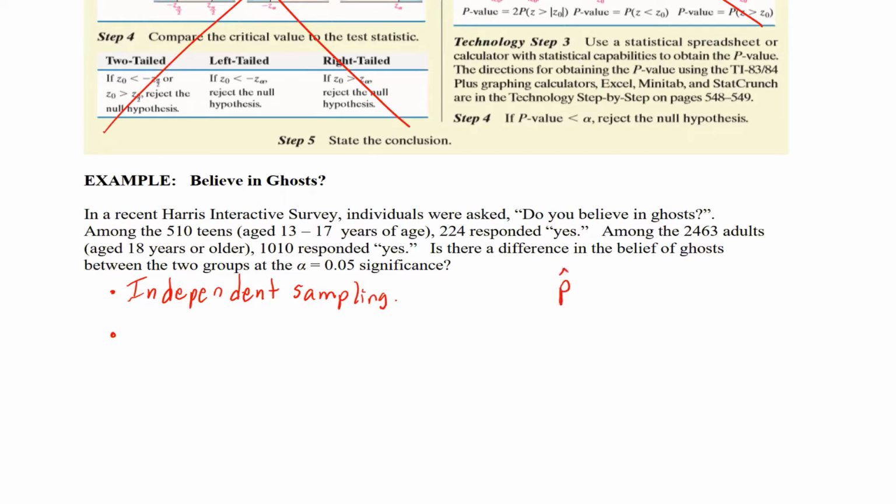Let's compute P hat for each of our two groups. P hat for the teens is going to be 224 out of 510. 224 have the characteristic I believe in ghosts out of the 510 surveyed. That gives me a sample proportion of 0.439. P hat for the adults: I had 1,010 adults that said, yes, I believe in ghosts out of the 2463 that are in my study.